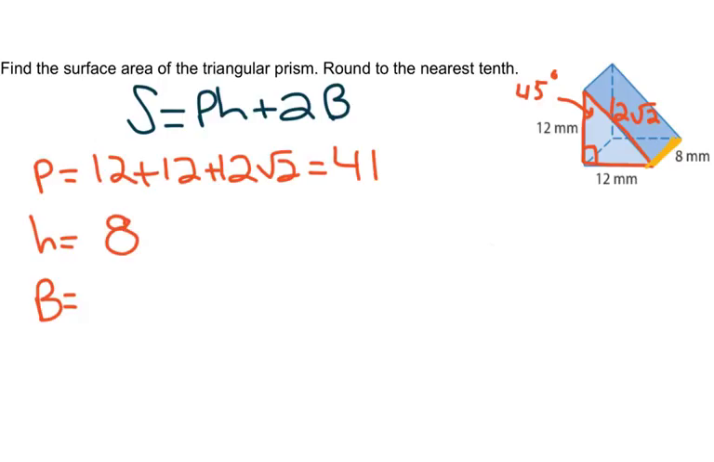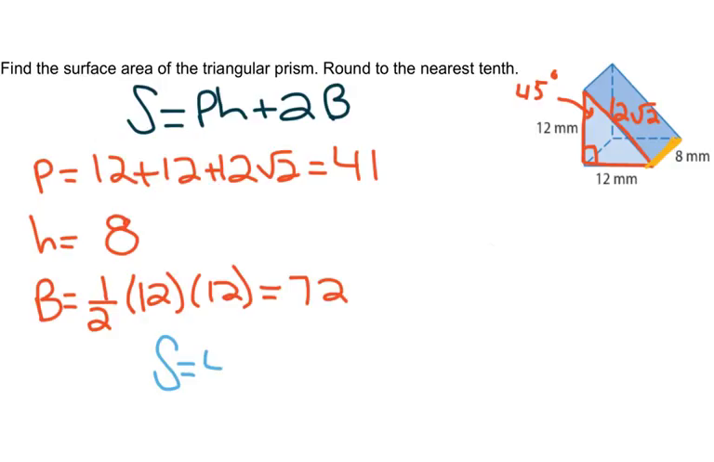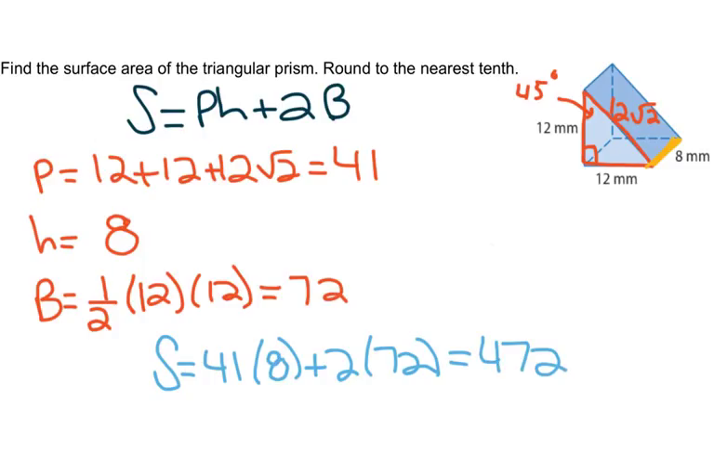And lastly, we have the base area. The shape of the base is a triangle, so we're going to use 1/2 base times height. Now, if it's a right triangle, remember the legs that make the right angle play the role of your base and the height. So in this case, 12 by 12. So 1/2 times 12 times 12 gives us 72. And now you have enough to throw into your surface area formula. You have perimeter, 41, times the height, which is 8, plus twice your base area. And that gives us a total of 472. That'd be millimeters squared.